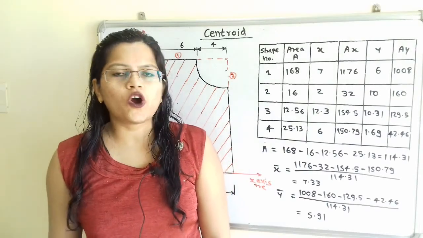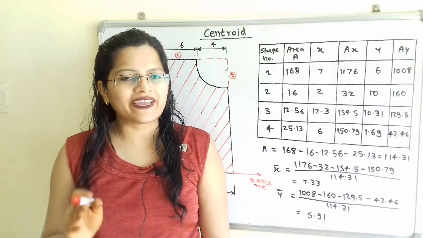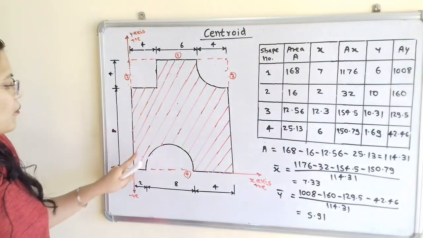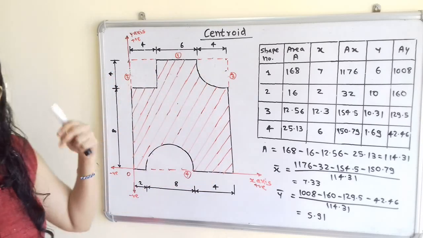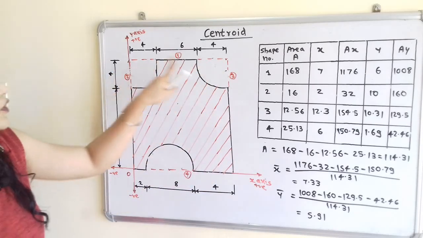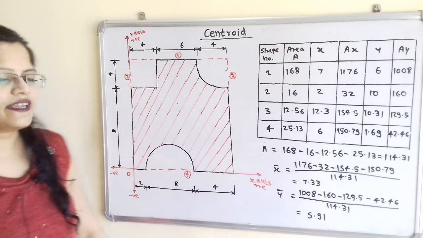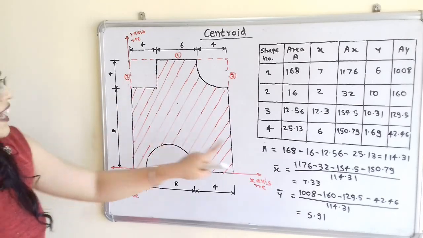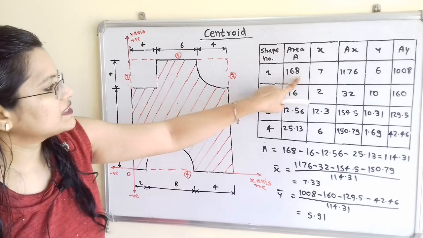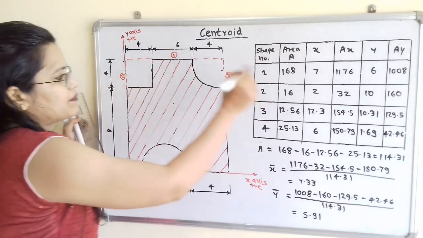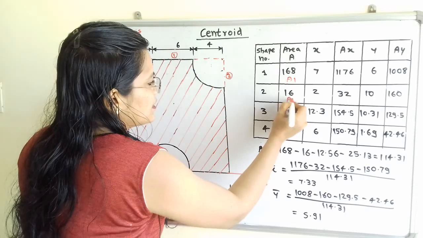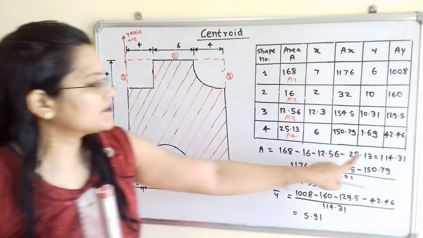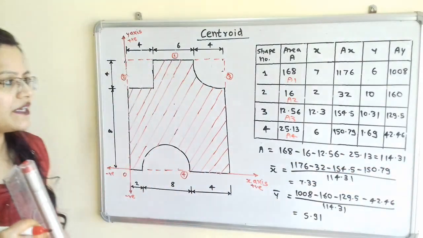We will consider coordinates of centroid G is equal to x bar and y bar. So we will first calculate the area. So if we observe, from this total area, if we subtract the area for shape number 2, area for shape number 3 and area for shape number 4, then we will get this required area. So how to calculate this? So A is equal to 168 because this is the area for shape number 1. So we will say A1 minus A2 minus A3 minus A4. And when we calculate this, we will get 114.31 centimeter square.